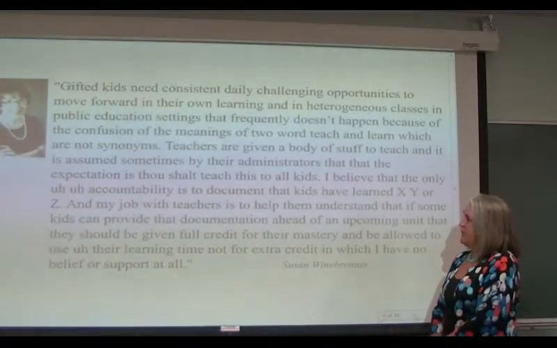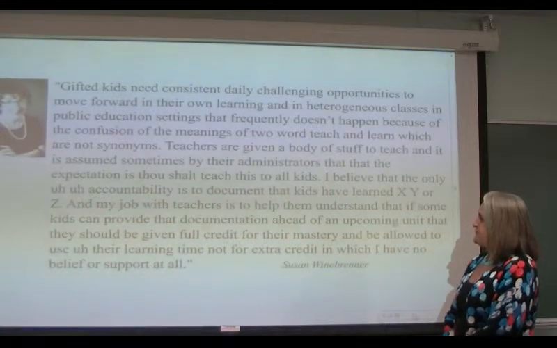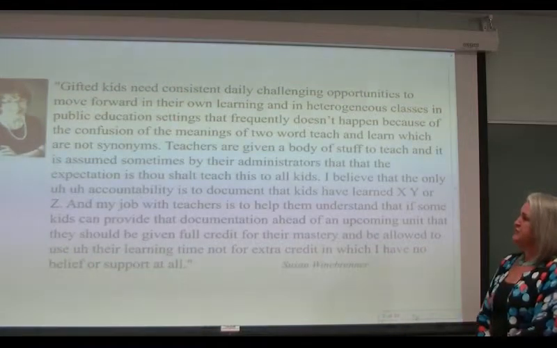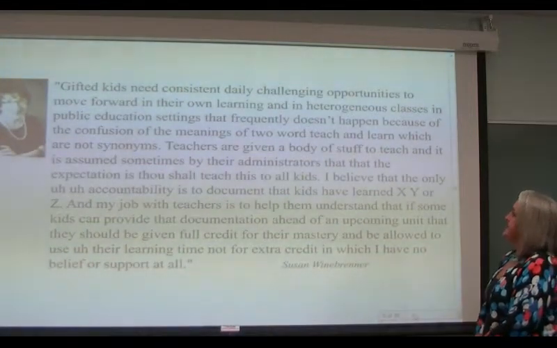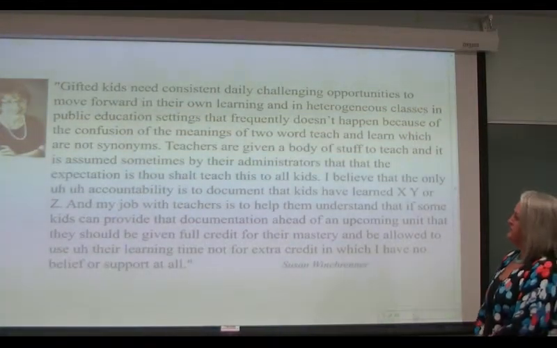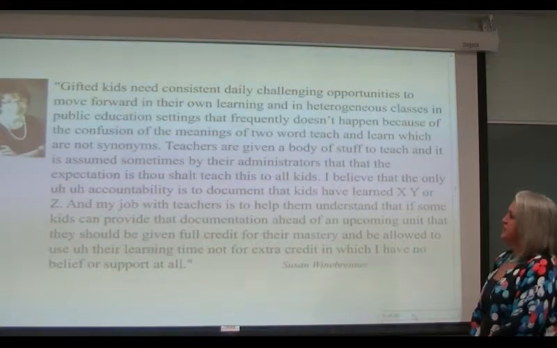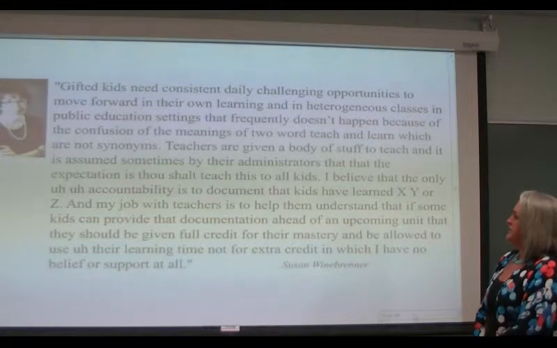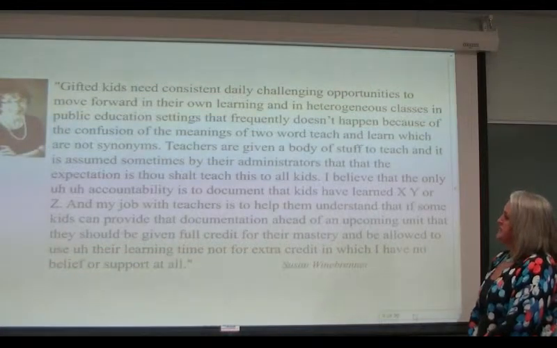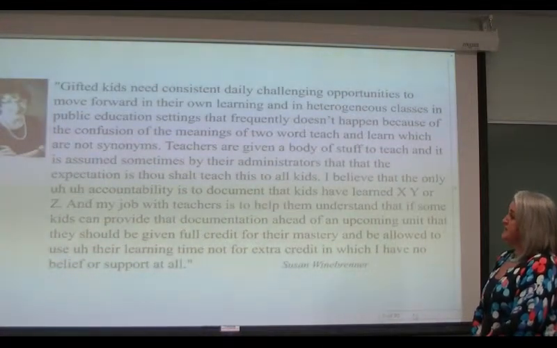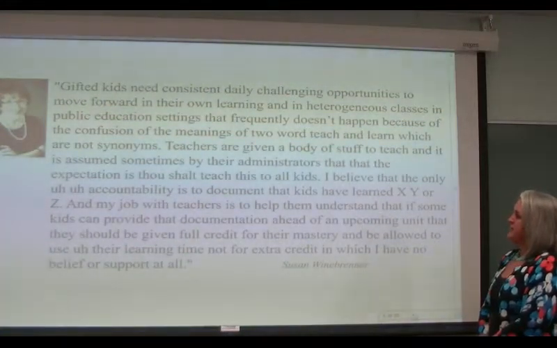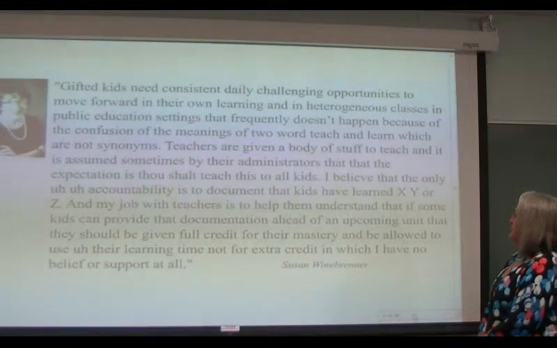Here's a quote from her, Susan Winebrenner. Gifted kids need consistent, daily challenging opportunities to move forward in their own learning, and in heterogeneous classes and public education settings that frequently doesn't happen because of the confusion of the meanings of the two words teach and learn, which are not synonyms. Teachers are given a body of stuff to teach, and it is assumed sometimes by their administrators that the expectation is thou shalt teach this to all kids. I believe that the only accountability is to document that kids have learned X, Y, or Z.